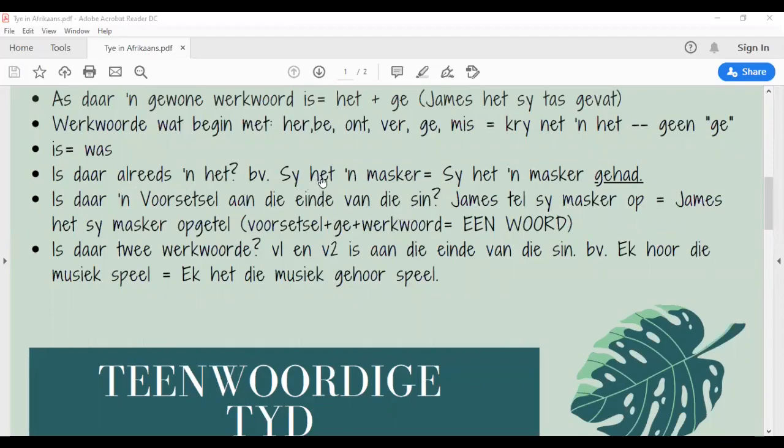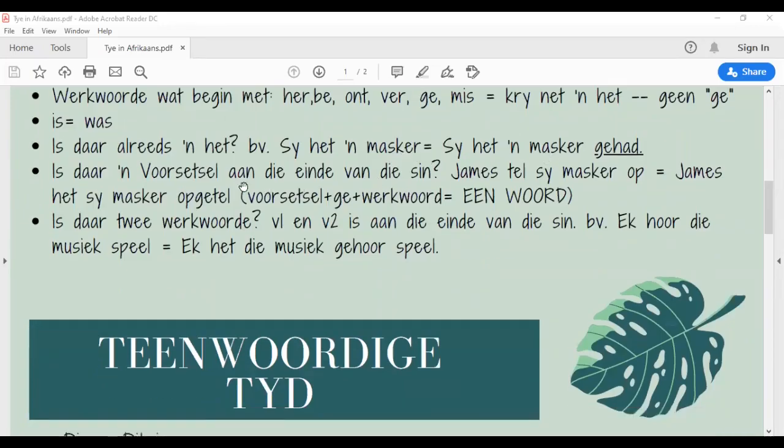Now, you might think, oh, there's a het that tells us it is past tense. No. Then we are going to add the word gehad. Sy het 'n masker gehad. Can you see the whole sentence stayed the same? I just added the word gehad and that made it past tense. So that rule only applies if there is already a het in the sentence. Sy het 'n masker, sy het 'n masker gehad. That is like a little trick that they will try and trick you with in their test.